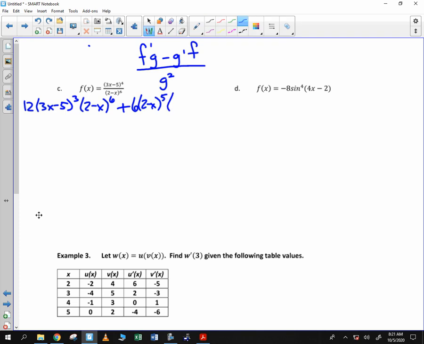Multiplied by f, you get 3x minus 5 raised to the 4th power. All divided by 2 minus x raised to the 6th, squared, so 12th. We square the bottom.